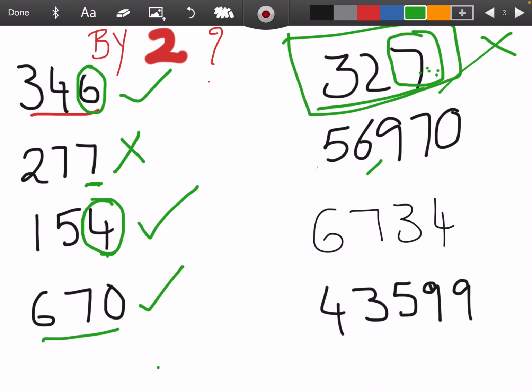56,970. The number in the ones place is 0, so the whole number is divisible by 2. 6,734. The number in the ones place is 4, so the whole number is divisible by 2.